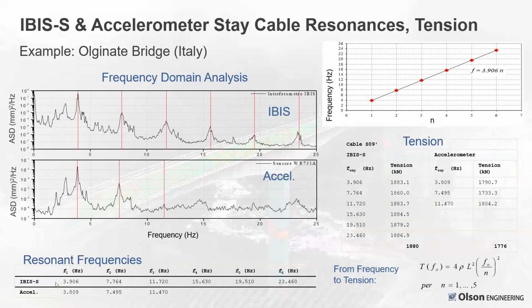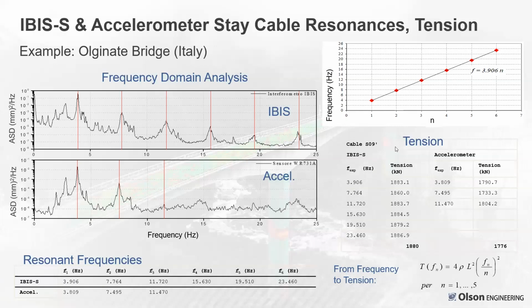The table of the resonances is shown down here. The lowest resonance being 3.9 hertz, virtually identical between the IBIS and the accelerometer. You can plot those frequencies versus the mode number, so the fundamental mode, second mode, third mode, and so on. They give you a nice straight line.